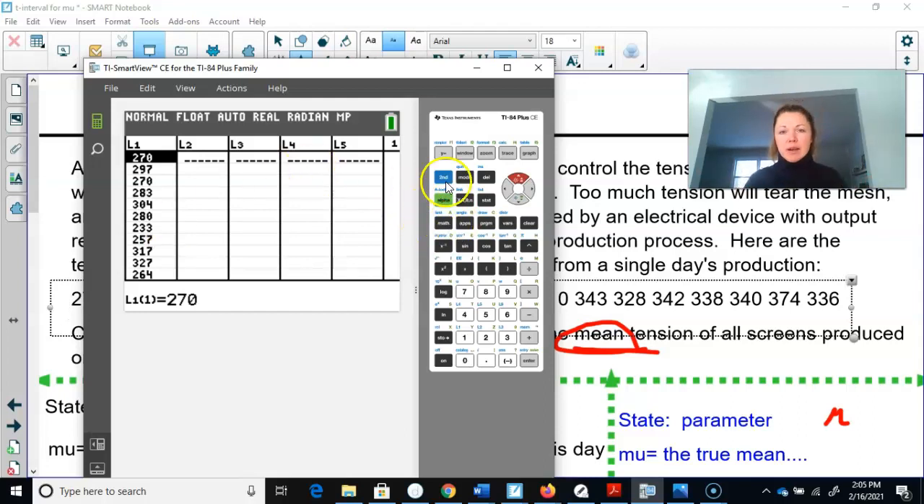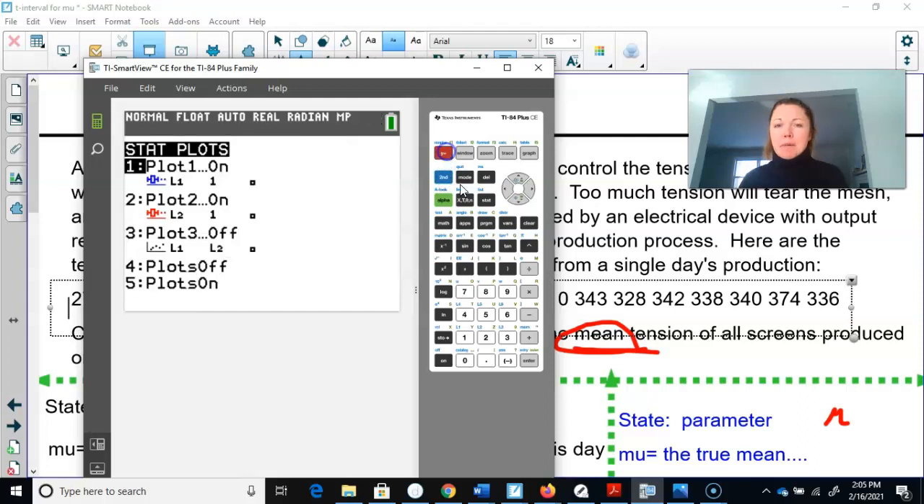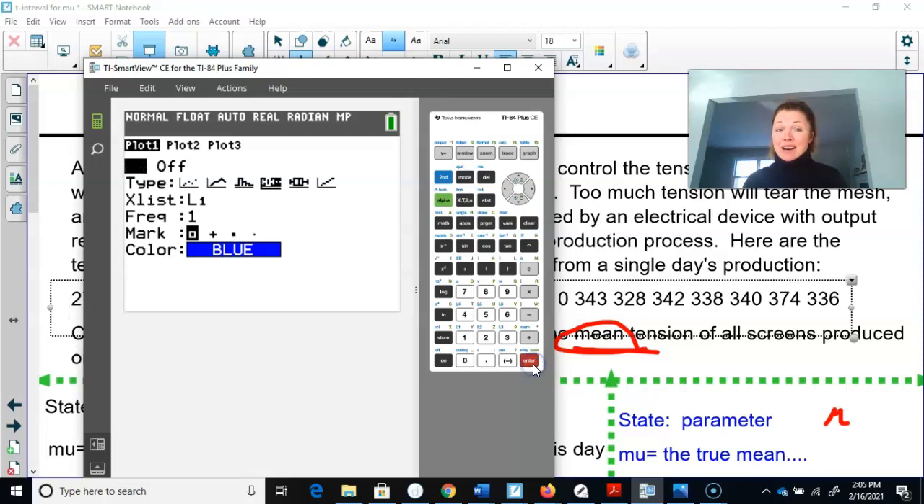Now, what are we doing right now, guys? We are going to our stat plot. So that's second y equals. We're going to turn plot 1 on. And we want to check to make sure that there's no strong skew and no outliers. This one is nice right here because it will tell us if there are outliers without us having to calculate it on our own, using that upper fence and that lower fence. As a quick review, the lower fence is quartile 1 minus 1.5 times the IQR. Upper fence is quartile 3 plus 1.5 times the IQR.